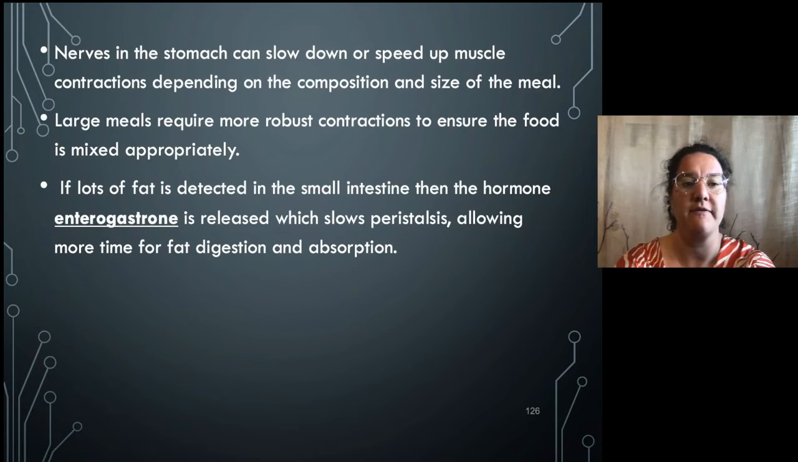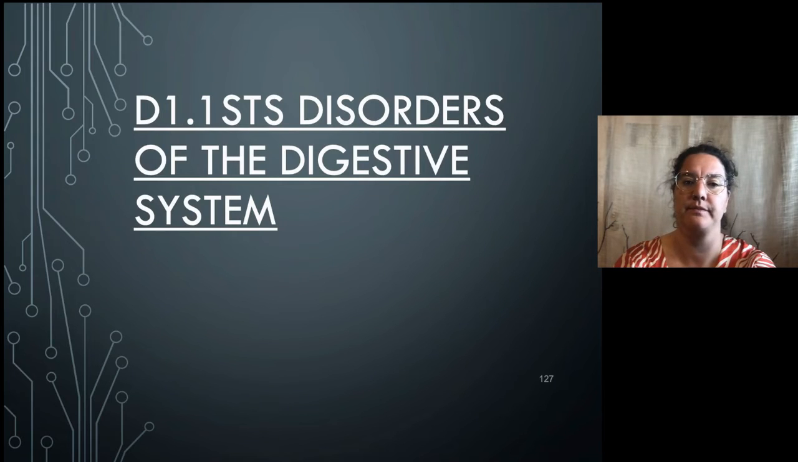And if a lot of fat is detected in the small intestine, then the hormone enterogastrin is released, which slows peristalsis, allowing more time for digestion and absorption because that fat is not broken down at all until it gets to the small intestine, so it needs more time to move through, which is often why fat in our meals can leave us feeling more satisfied because we feel fuller longer.